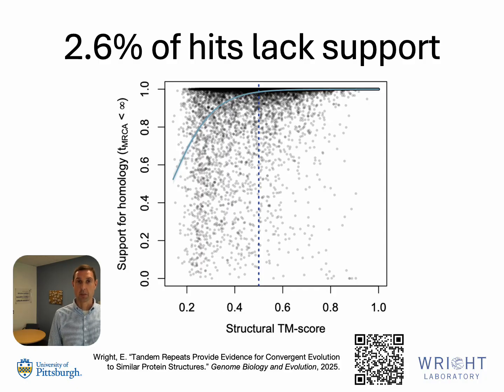And in general, people tend to consider strong matches as those that have TM scores greater than 0.5, which is shown here by the vertical line. But what was most interesting to me about this plot is that there are several points at the bottom right. These are structures that are nearly identical, but they have very low support for homology, sometimes zero.